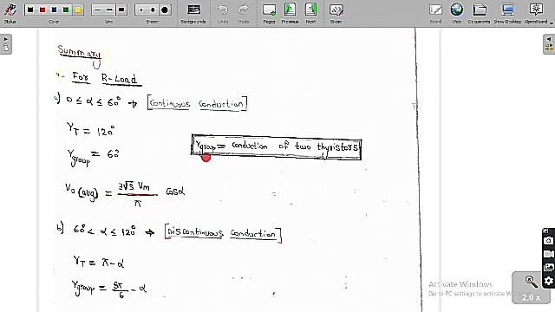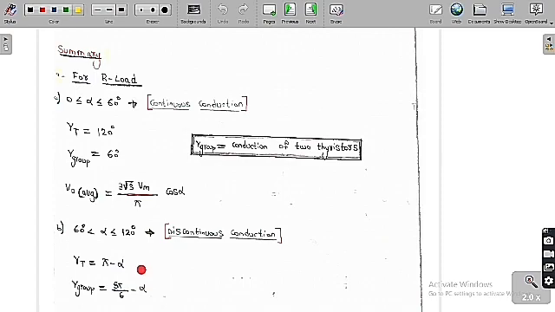Here the gamma group means conduction of two thyristors. Whereas from 60 to 120 degrees, discontinuous conduction is possible. Because of that, the conduction angle of the thyristor is now pi minus alpha. Whereas in the previous case it was 120 degrees, now it is pi minus alpha.